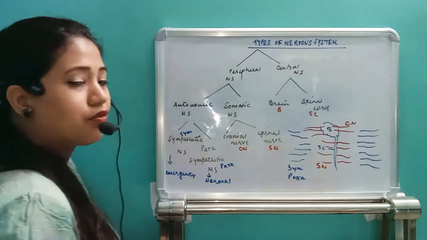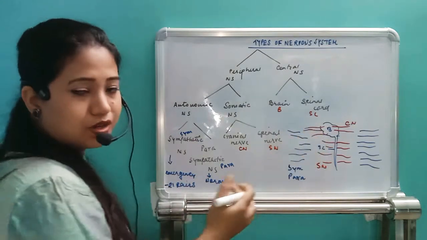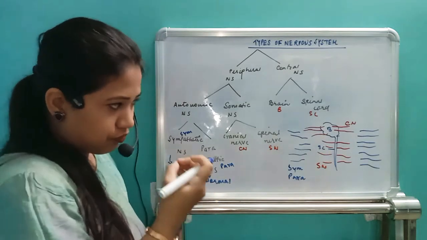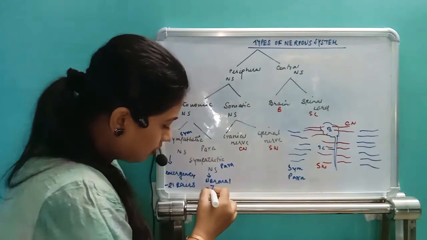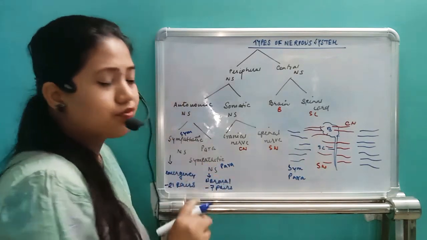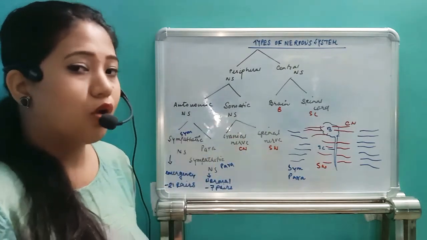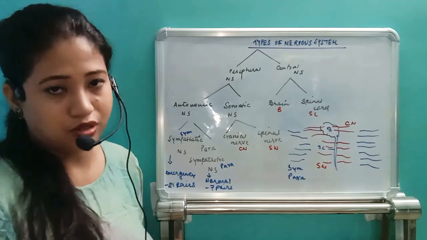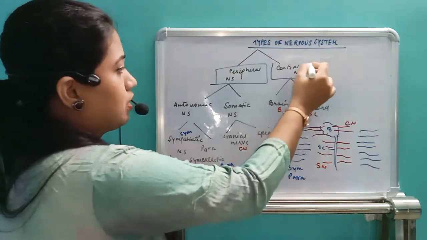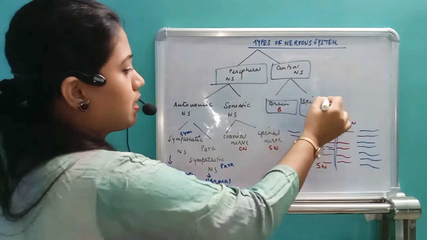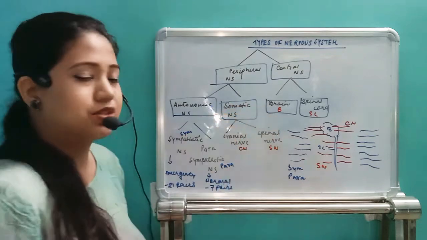How many sympathetic nerves do we have? We have 21 pairs of sympathetic nerves arising from the somatic neural system, and there are 7 pairs of parasympathetic nerves. They also arise from the somatic neural system. So we can broadly divide the nervous system into CNS and PNS. CNS is nothing but brain and spinal cord. PNS is the autonomic neural system and somatic neural system.